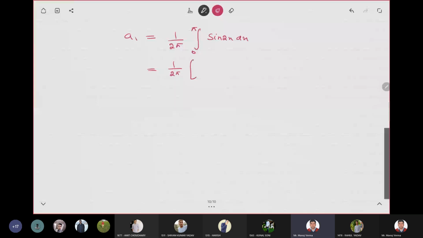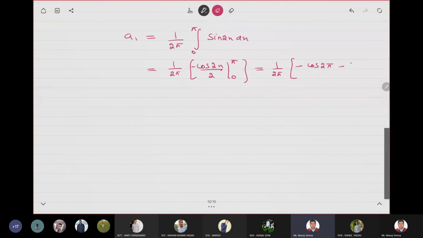1 over 2 pi, it will be cos 2x by 2, minus cos 2x by 2, with limits pi to 0. And it will be 1 over 2 pi, minus cos 2 pi minus cos 0, divided by 2. Minus cos 2 pi minus cos 0.